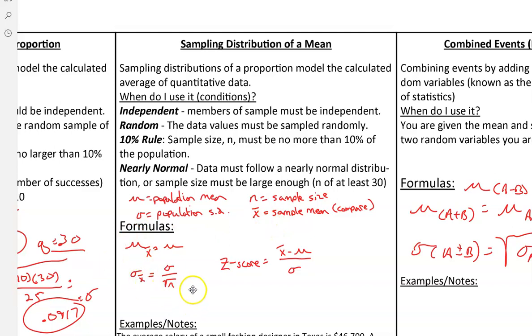And here's your formulas. The mean you're going to use in Stapplet is just mu. The standard deviation of the sample is going to be the population standard deviation divided by the square root of n, which is the sample size. So as that sample gets bigger, as the n gets bigger, the standard deviation is going to get smaller, right? It's going to get more accurate. It means that the data is going to be less spread out. And then here's your z-score formula. It's your comparison mean, the one we're comparing, minus the actual mean, the population mean, divided by the standard deviation.